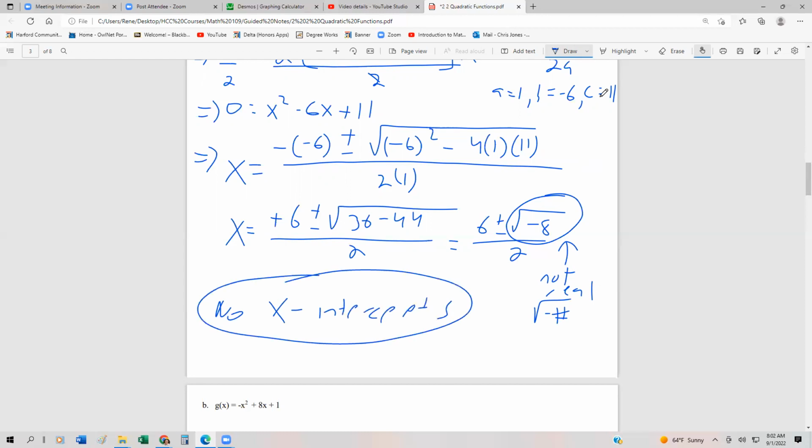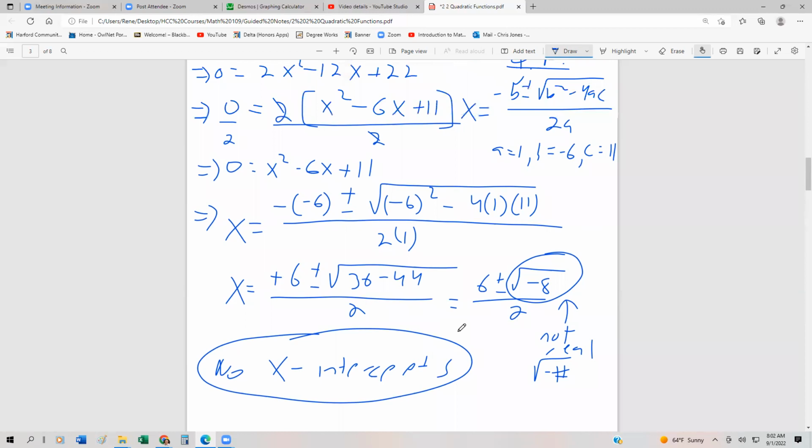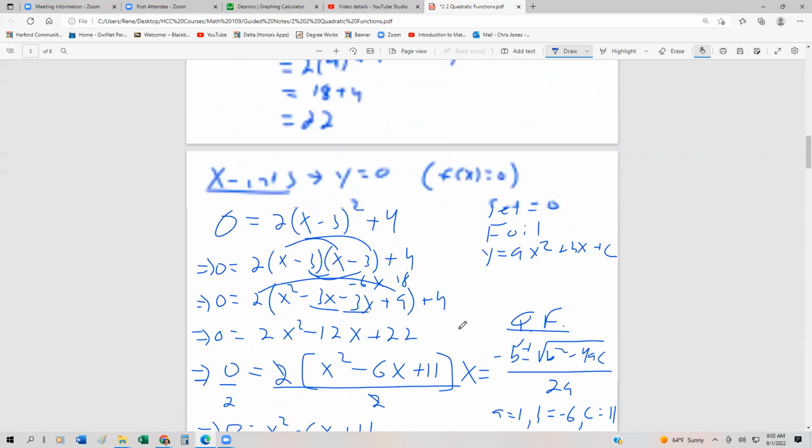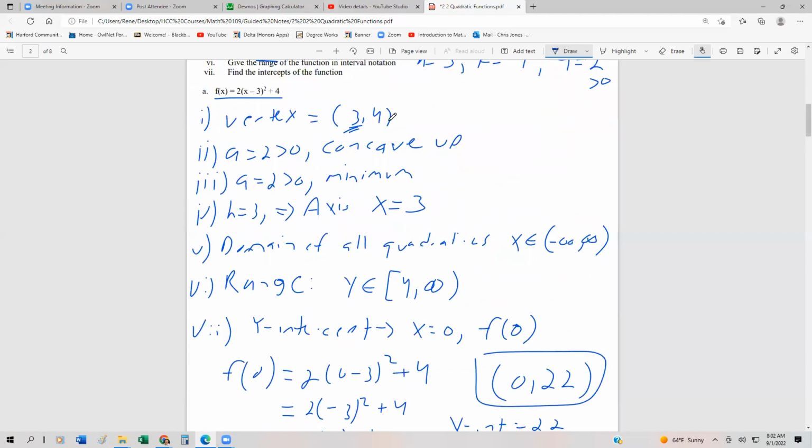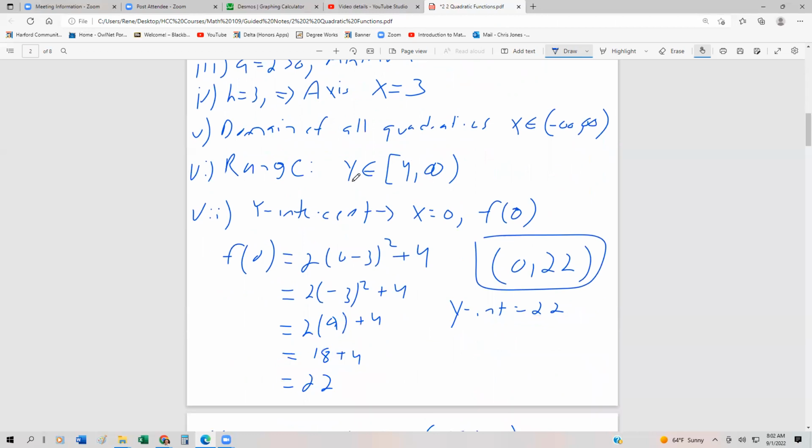All right. Now, just to finish this off, let's graph it in our graphing calculator and see if it matches up to everything that we've gotten so far. Okay, so remember, we said the vertex was at 3, 4. We said the axis of symmetry was x equals 3. We see it's concave up, there's a minimum. The range is from 4 to infinity, the domain is from negative infinity to infinity, and then we have 0, 22 as our intercept. Okay, so let's go ahead and plot it.